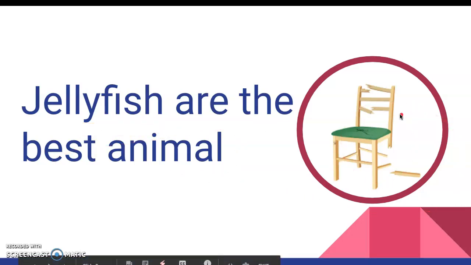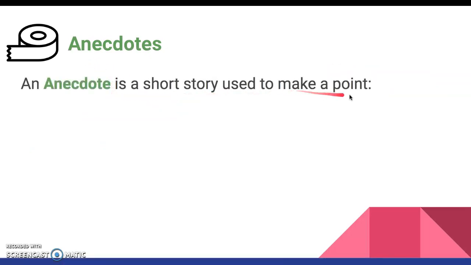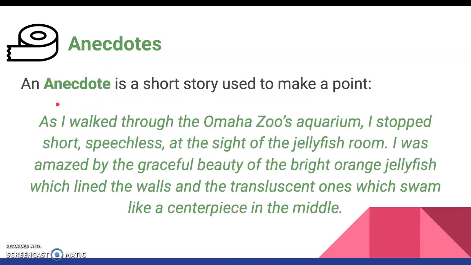Alright, so we're starting with our broken chair. Let's get our tools to fix it up. I'll start out with an anecdote. An anecdote is a short story used to make a point. As I walked through Omaha Zoo's aquarium, I stopped short.